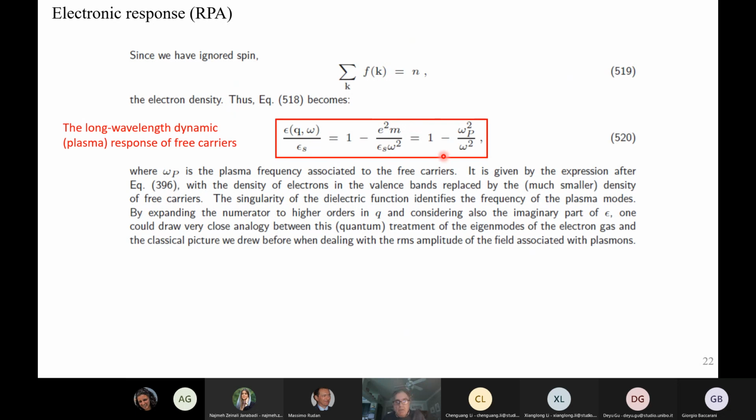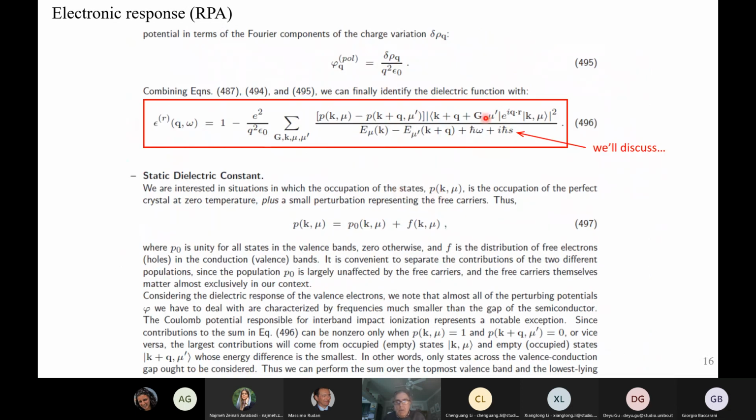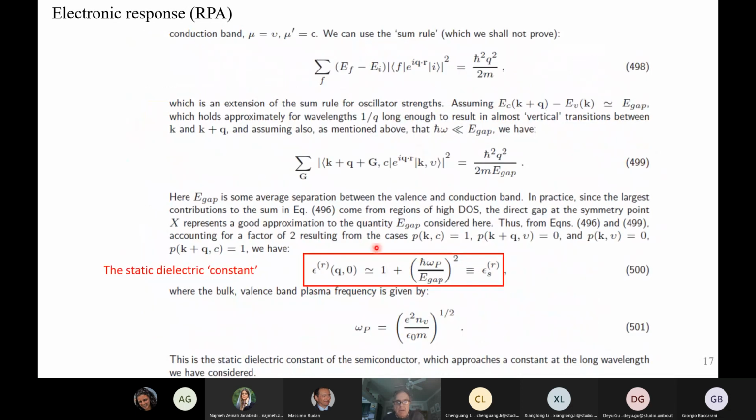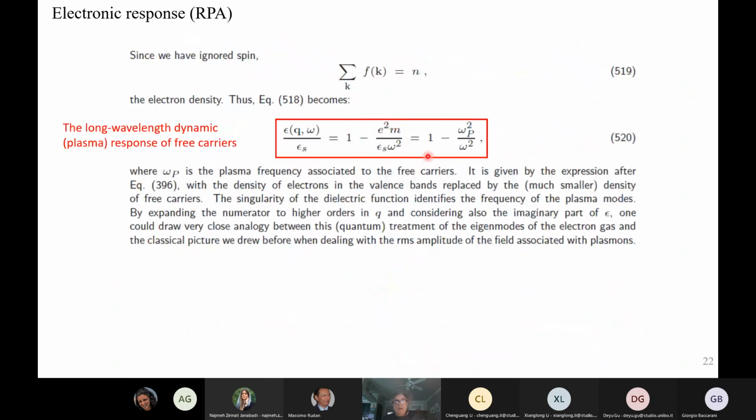So let me remind you what we found. The three boxed equations, the static dielectric constant, they all come from our messy expression here in some particular cases. This is the static dielectric constant of a crystal, so it's the response of the valence electrons. Again, to get the real static dielectric constant, you have to add the ionic response too, of course. This is the static response of free carriers, where this epsilon s is whatever we just calculated before in the previous boxed equation. And then we consider what happens when instead we look at the long wavelength behavior and dynamic behavior of the free carriers.